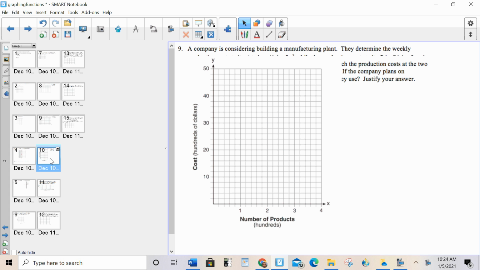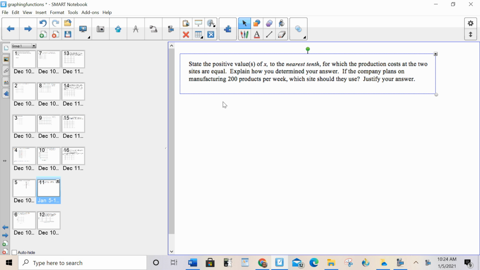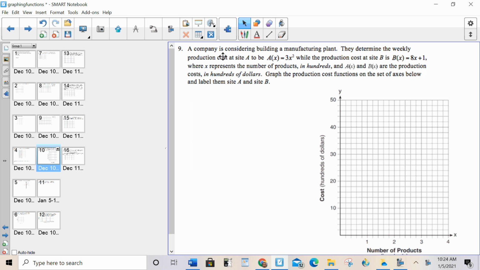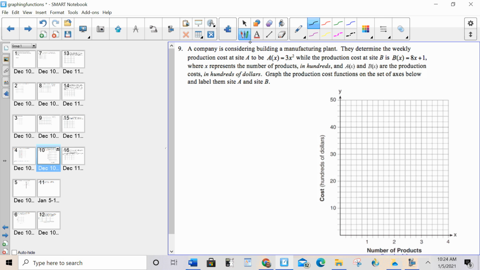So let's start with number 9. I think the other video was supposed to be numbers 1 through 8. I'm going to clear some space. These things take up a lot of space here. So, a company is considering building a manufacturing plant. Great. Nothing mathematical there. Let's move on to the next sentence.